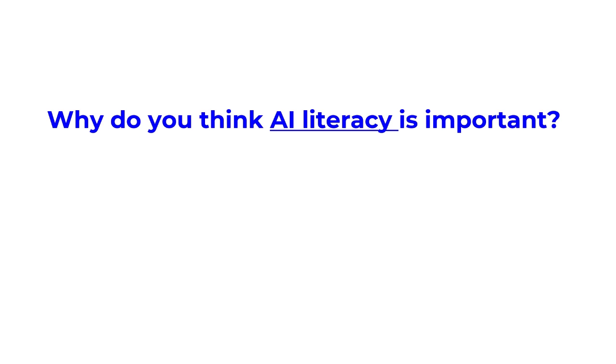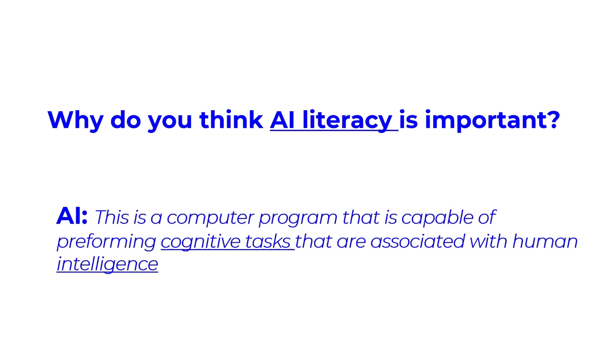Now, remember what happened to BlackBerry. Remember what happened to those people that failed to adopt websites when websites came to be. Remember how Android and iPhone changed the whole space of communication. That's exactly what AI is capable of doing. Now, before we move forward, AI is a computer program that is capable of performing cognitive tasks that are associated with human intelligence. That is simply what AI is all about.